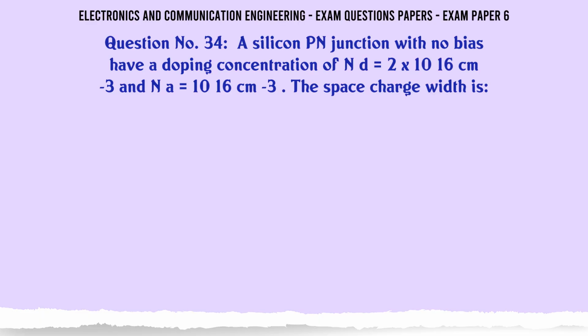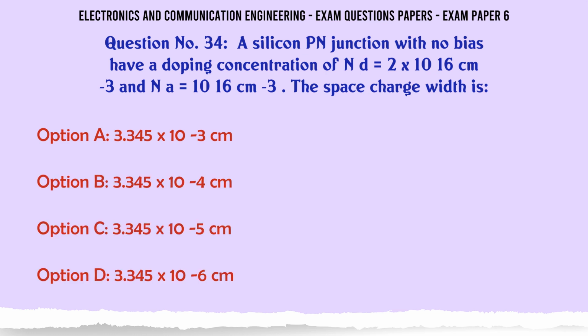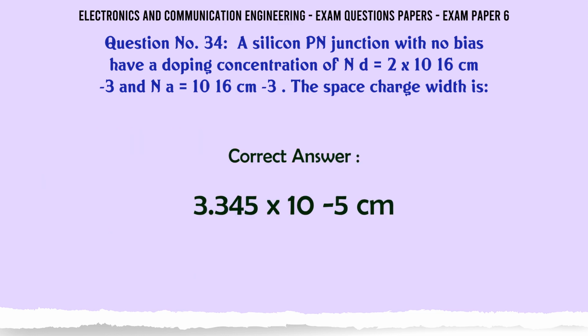A silicon p-n junction with no bias has a doping concentration of Nd = 2 x 10^16 cm^-3 and Na = 10^16 cm^-3. The space charge width is A) 3.345 x 10^-3 cm, B) 3.345 x 10^-4 cm, C) 3.345 x 10^-5 cm, D) 3.345 x 10^-6 cm. The correct answer is 3.345 x 10^-5 cm.